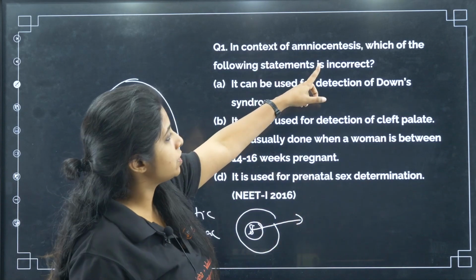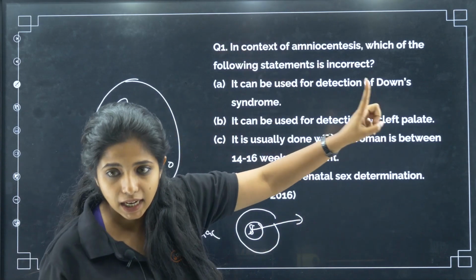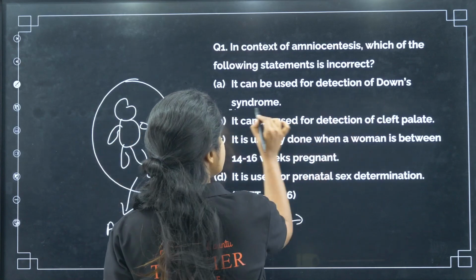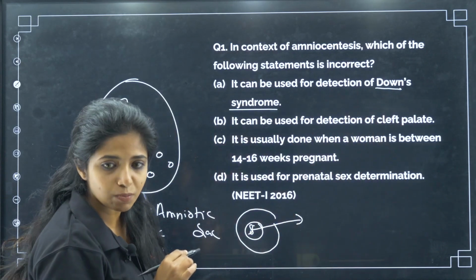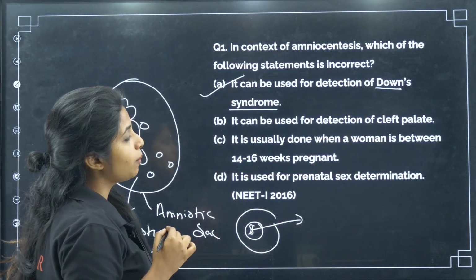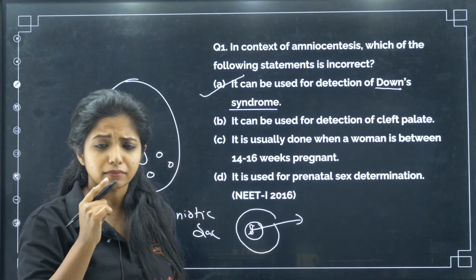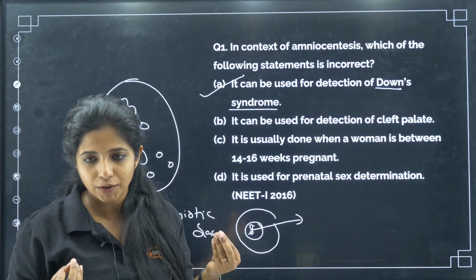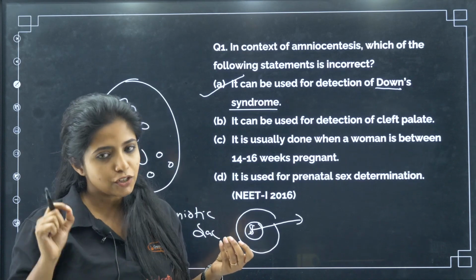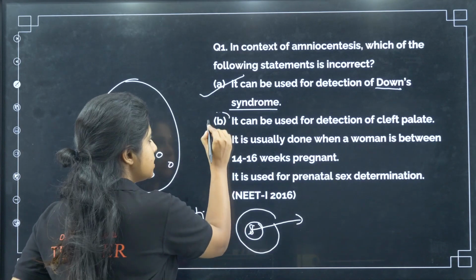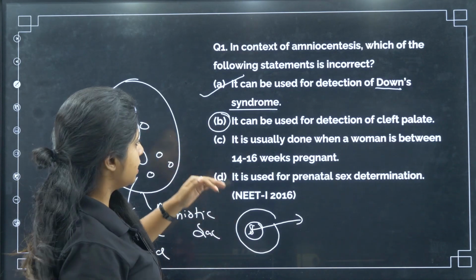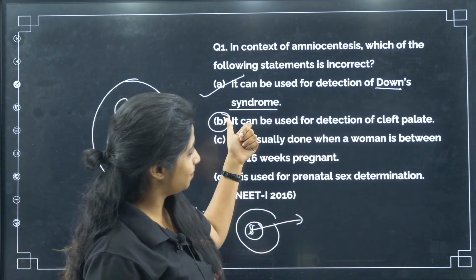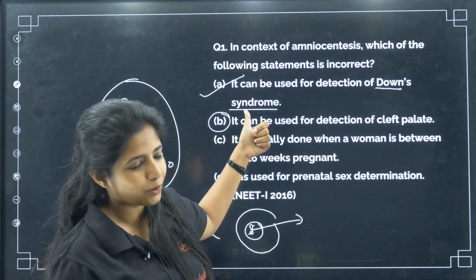So in context to amniocentesis, which of the following statement is incorrect? It can be used for detection of Down syndrome. Is Down syndrome a genetic disorder? Yes, my dear children, so I can find it. Now it can be used for detection of cleft palate. You might have seen people with cleft palate. Well, that is not a genetic disorder, my dear children. That is a structural abnormality. So this is something that is wrong. That is what I meant to say.